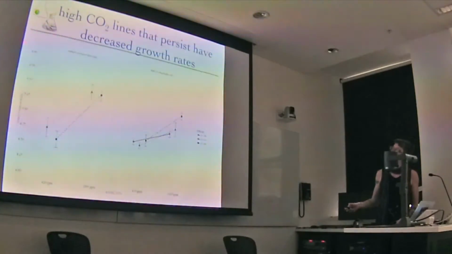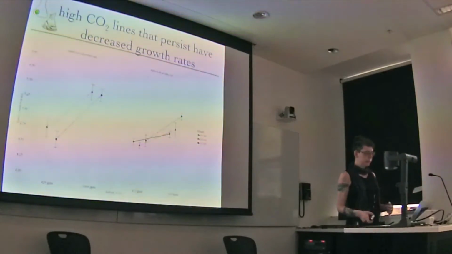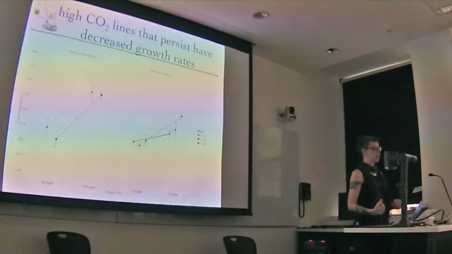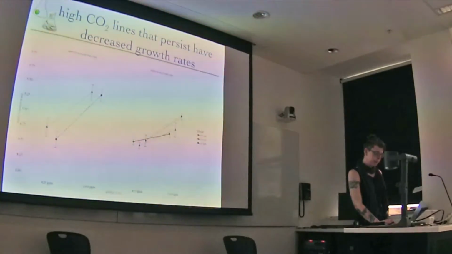So these are the ambient CO2 selection lines grown at ambient CO2 and high CO2. This is a really rapid growth rate. These are just different strains. And these are the high CO2 selection lines grown at ambient CO2 and high CO2. And what you can see is actually the high CO2 selection lines that have survived have decreased their growth rate. So we have actually seen that came through as we were expecting, which was nice.